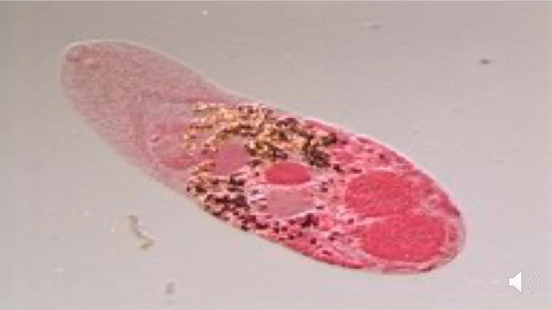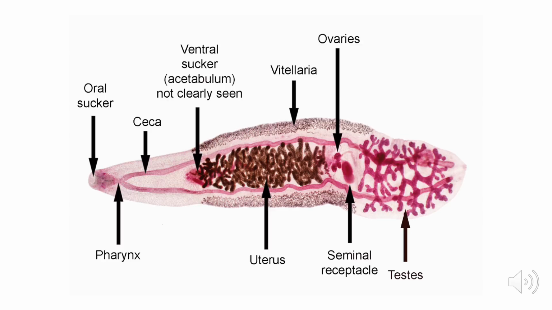This is the ovary of this worm. Can you please describe it for us? Yes, it is globular or round. Take a look at the structure that is labeled as ovary in this worm. Can you please describe it?